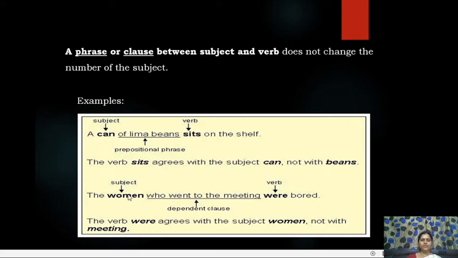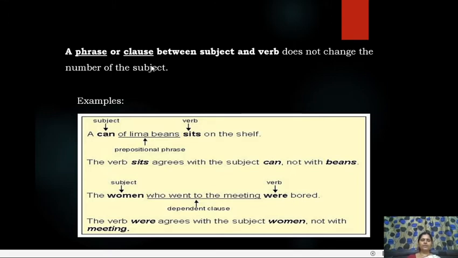Now let us take one more example: The women who went to the meeting were bored. Which women are we referring to? Those who went to the meeting. This is an additional clause that we have added to make you understand whom we are referring to, so it doesn't make any difference to the subject or the verb. What is the subject of the sentence? Women. The verb should agree with the subject. Women is plural, so we have used a plural verb here.